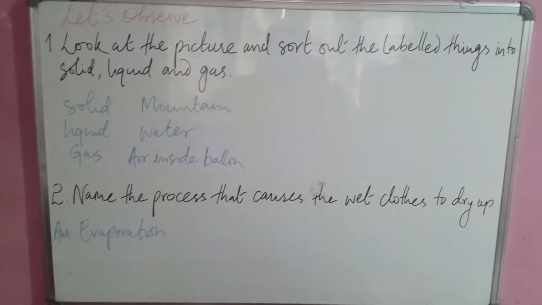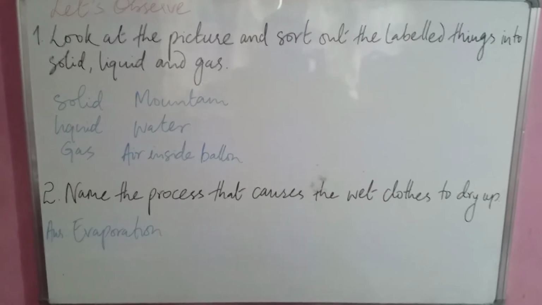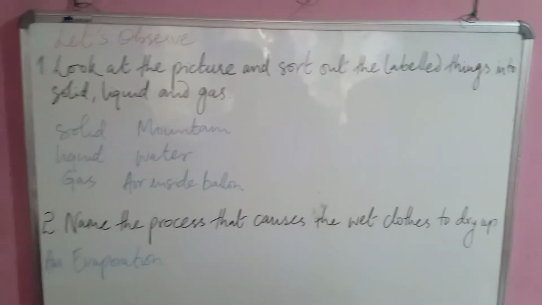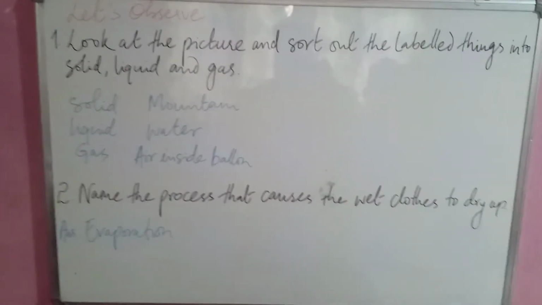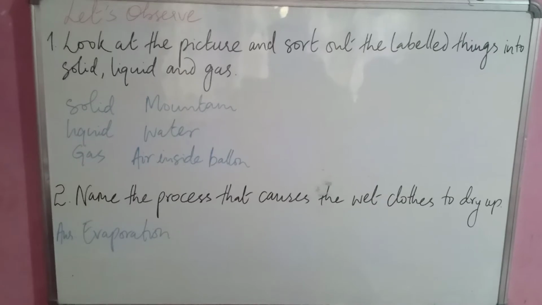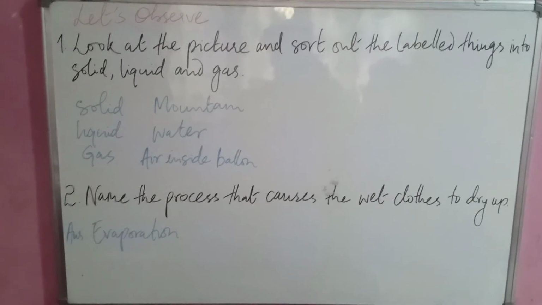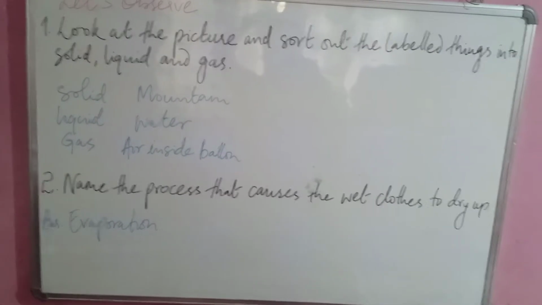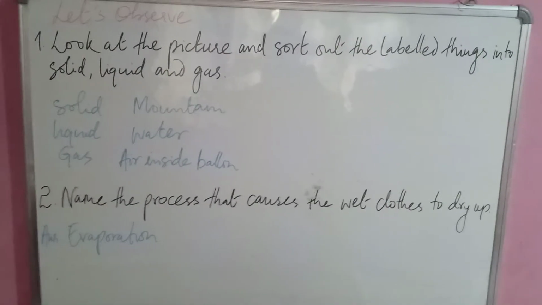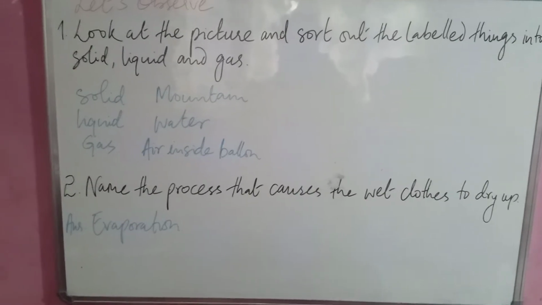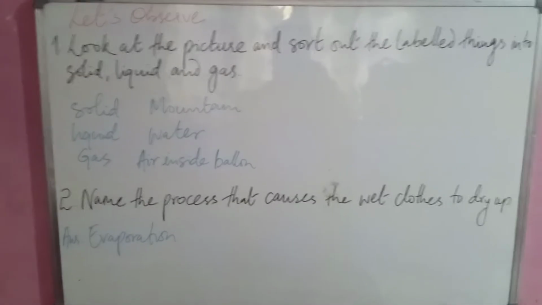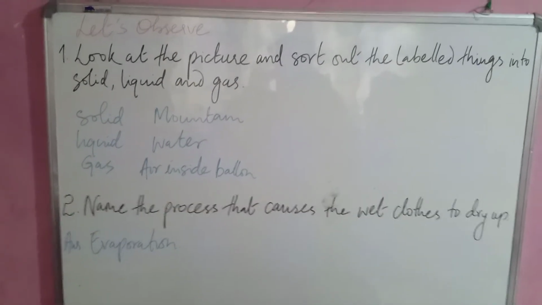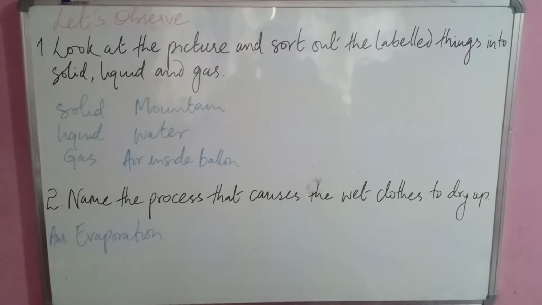Question 2. Name the process that causes the wet clothes to dry up. So when we wash our clothes and keep them outside for drying, the heat of the sunlight makes the wet clothes evaporate. The vapors come out of that cloth and it becomes dry. So evaporation is the process that causes the wet clothes to dry up.